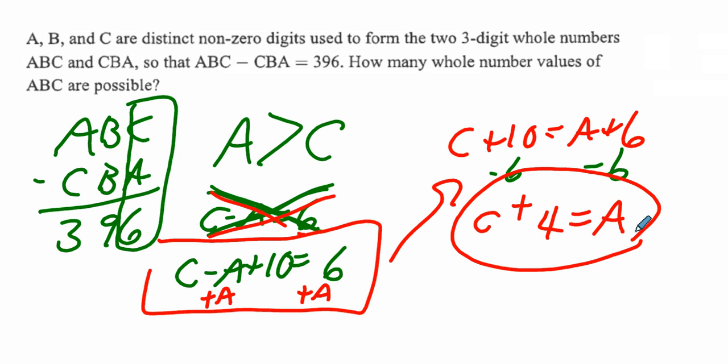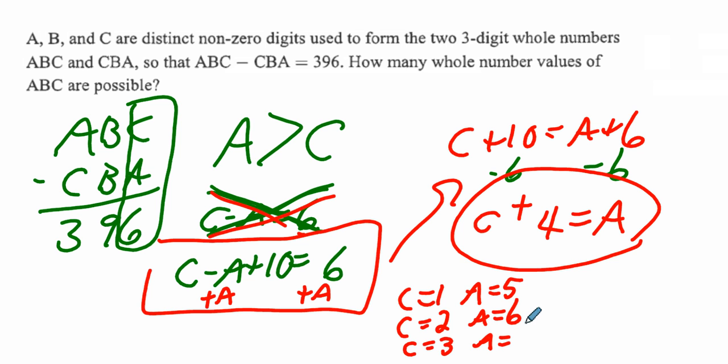When you start to go through this, you have to realize that C has to be at least 1, because 1 plus 4. So if C was 1, A would be 5. If C was 2, A would be 6. So you're now going through the possibilities. If C was 3, A would be 7. If C was 4, A would be 8. And if C was 5, A would be 9. So when you go through all of this, there are 5 possibilities for what A could be.